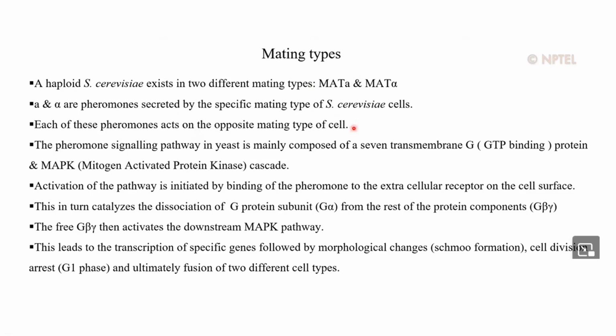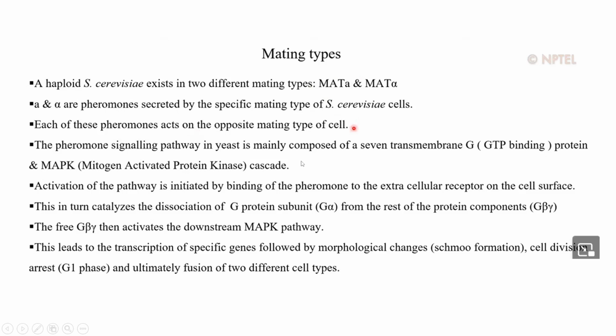So now let's discuss the mating type. Okay. So Saccharomyces cerevisiae exists in two mating types, that is MAT A and MAT alpha. Okay. So I am talking about the haploid Saccharomyces cerevisiae. The first thing about Saccharomyces cerevisiae is it can remain in the haploid as well as in the diploid stage. It can survive in the haploid as well as the diploid stage.